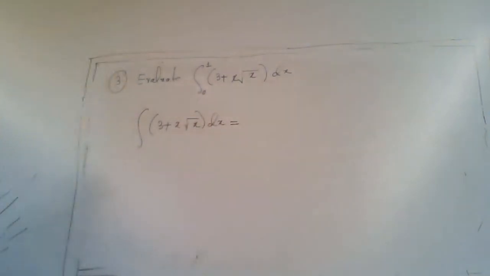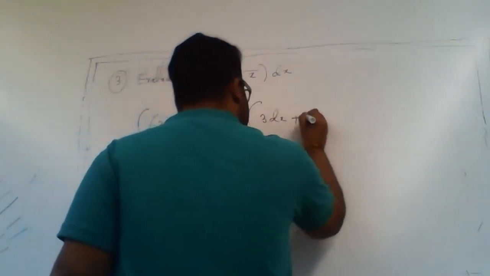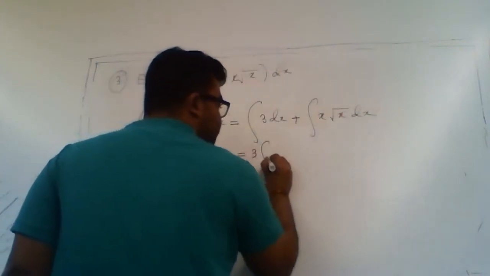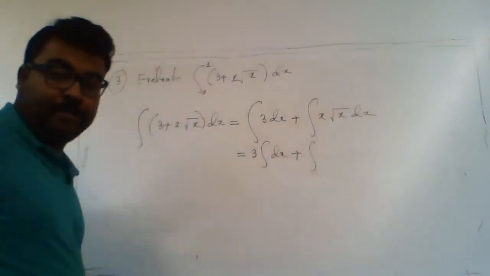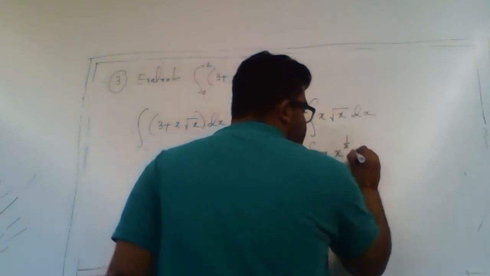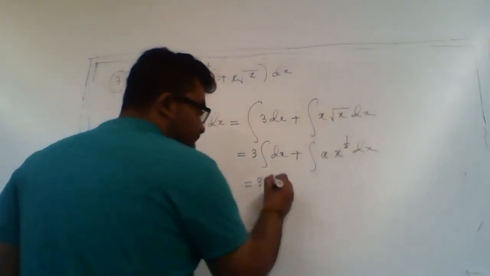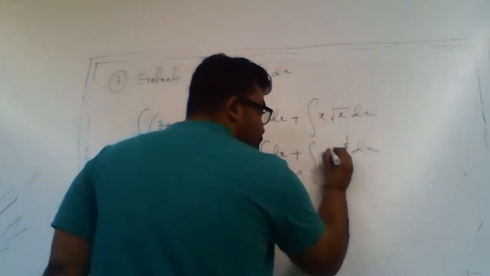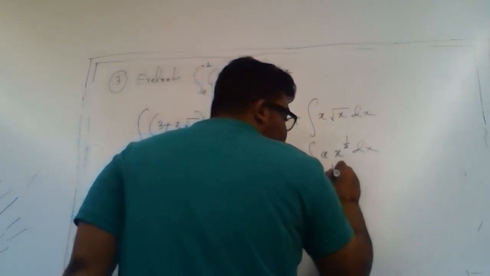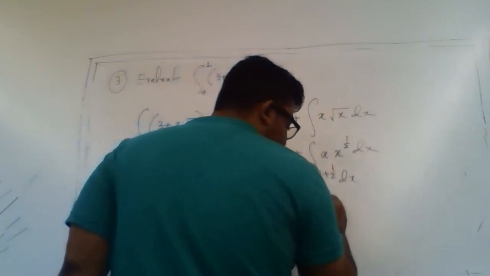First you break it, you get integral 3 dx plus integral x square root of x dx. So this is 3, you take out, you get dx. You can write x times square root of x as x times x to the power half dx. The integral of dx is just x, and you can add the powers: 1 plus half, so it will be x to the power 3 over 2, so 3x plus x to the power 3 over 2 dx.